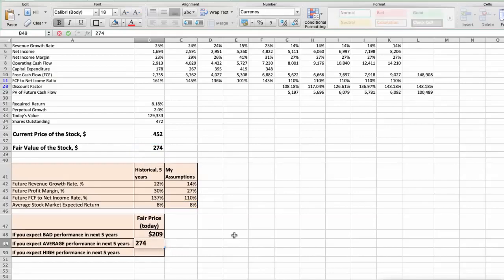Third scenario. Adobe will have high performance in next 5 years, and we will use the following parameters in our calculation. Future revenue growth rate would be high, 16%. Future profit margin would be high, 30%. Future free cash flow to net income rate would be high, 120%. In this case, the fair value of the stock today would be $354.